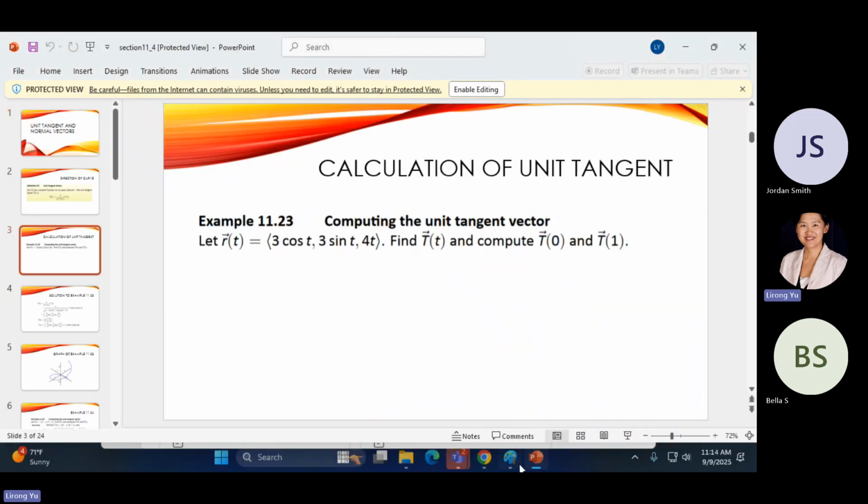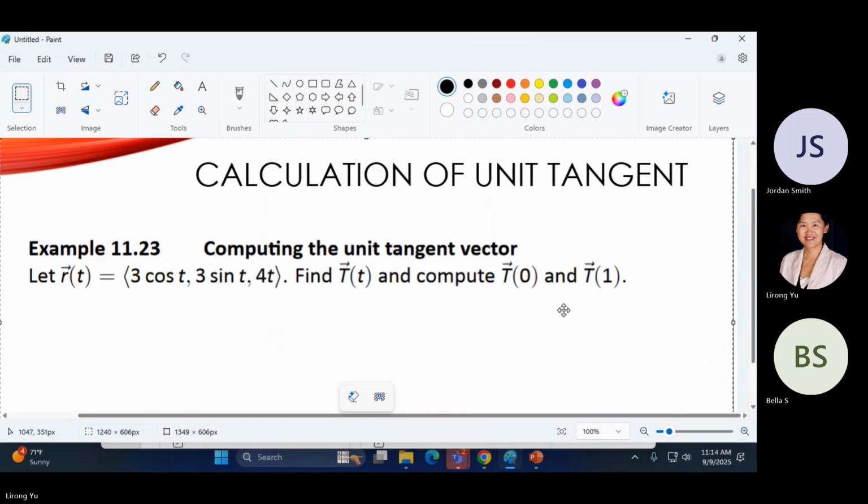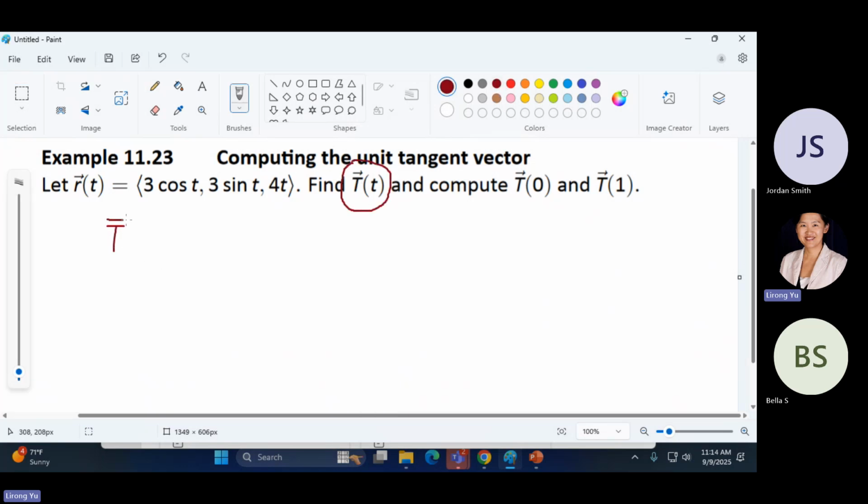Here we go. I'm going to try to practice solving it. By definition, the unit tangent vector is a vector defined by r prime t, the derivative vector, divided by the magnitude of the derivative vector. It's not too complicated, but the first thing is we have to have r prime to begin with.